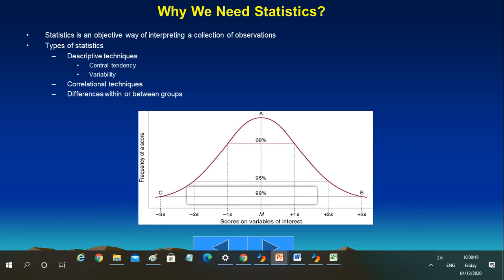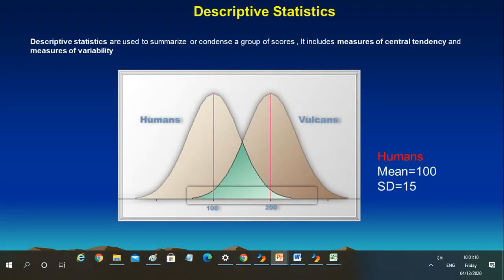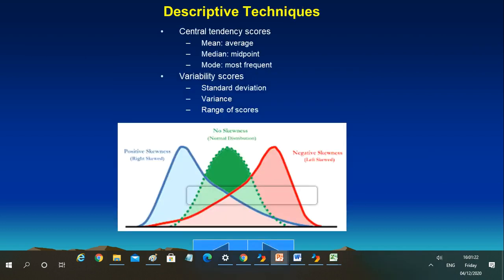Now, statistics is an objective way of interpreting a collection of observations, because that is how you can put it in more simple words. Types of statistics are under descriptive techniques, central tendency and variability, correlation techniques, differences within or between the groups, all that can be observed. And then descriptive statistics is used to summarize; they condense a group of scores. It includes measures of central tendency and measures of variability. So that is how you can understand descriptive statistics.